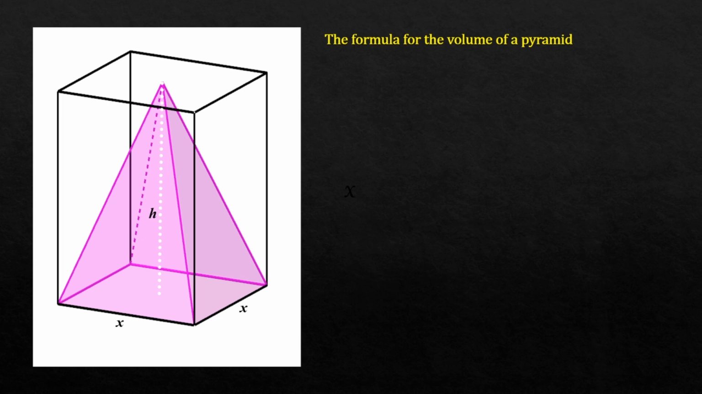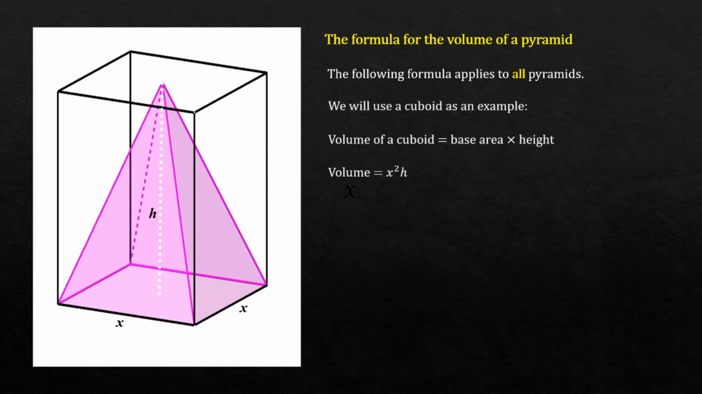In this section, we'll discuss the formula for the volume of a pyramid. The following formula applies to all pyramids, so it doesn't matter what the shape of the base is. The base could be a square, a rectangle, a pentagon, a hexagon, etc. We will use a cuboid as an example. The volume of a cuboid is the base area times the height. So that is x squared times h. Those are shown in the picture.